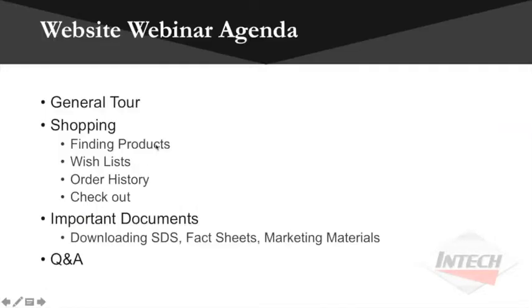So today we're going to be doing a general tour of the website, and then we're going to be talking through some shopping, finding products using wish lists, which used to be called favorites, which is just a pre-loaded list of products that you can order off of very easily. We're going to go over order history and how to reorder from products there, and then we're going to do the checkout process to make sure that's clear. Important documents, downloading SDS, fact sheets, and marketing materials, and then we'll do some question and answers at the end. So that's our general agenda for today.